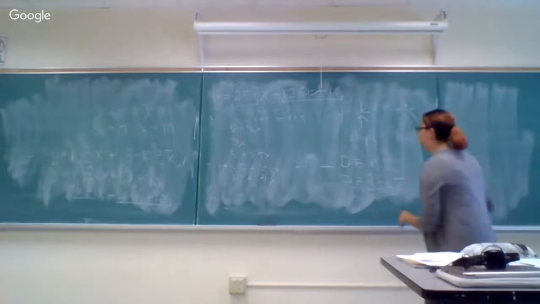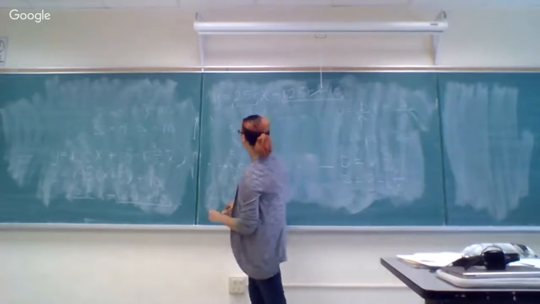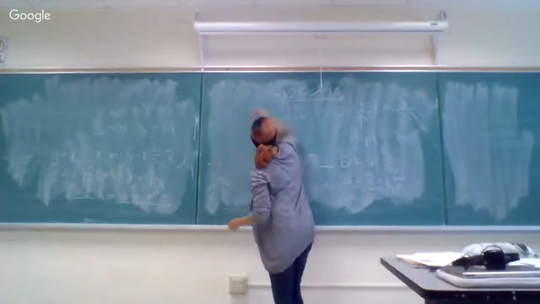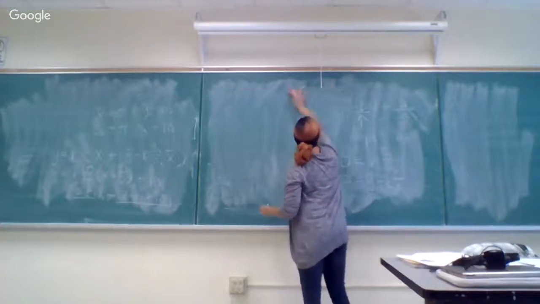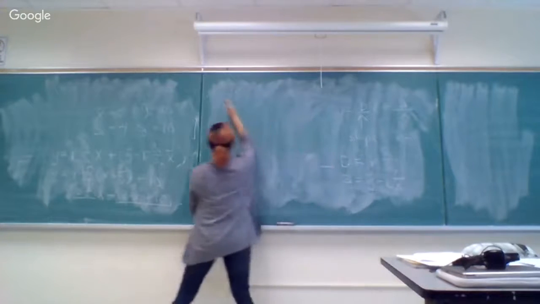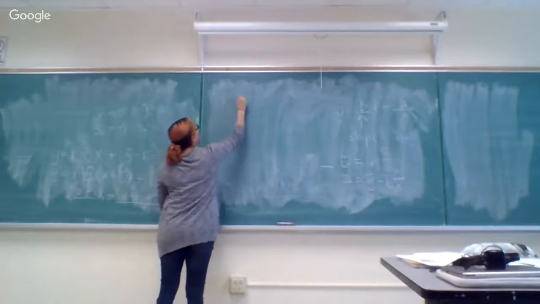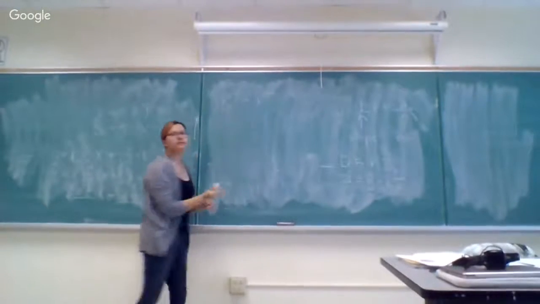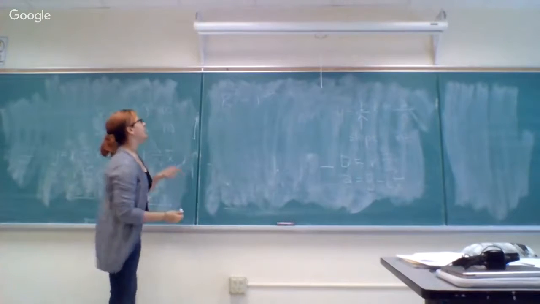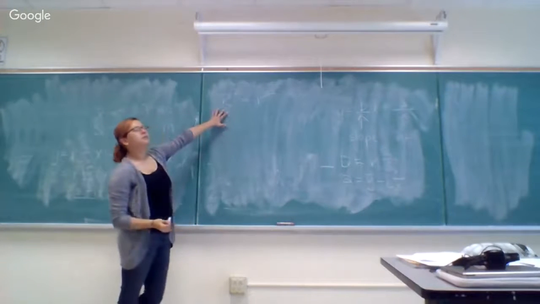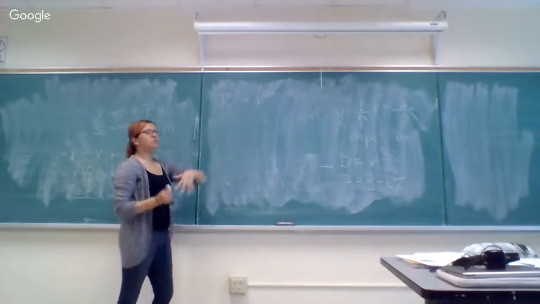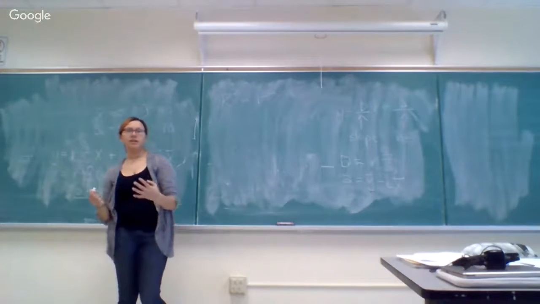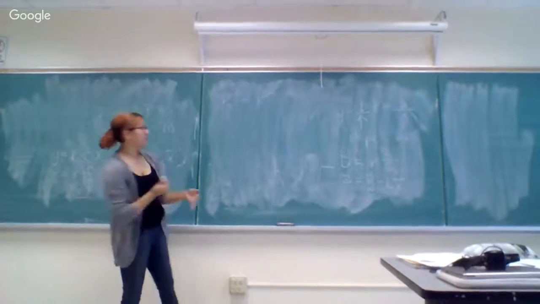We can then get an R² value. I'm going to get rid of this gibberish. So we can get an R² value, which is literally R², just the correlation squared. And this number tells us the proportion of variance in Y that can be explained by X.